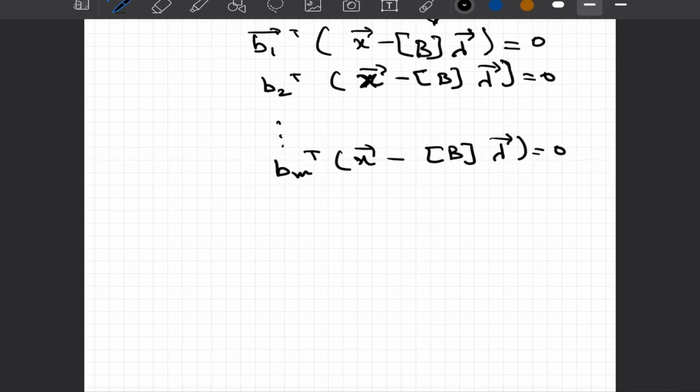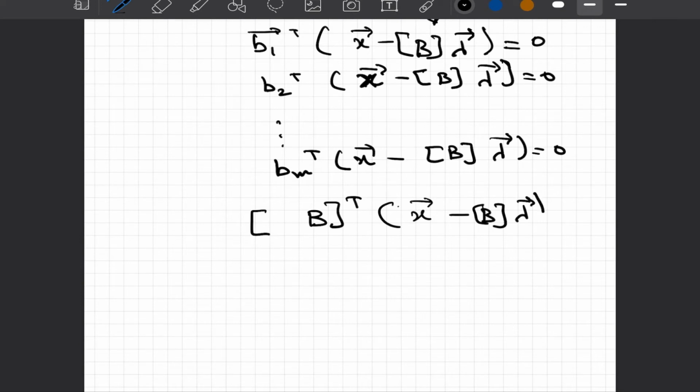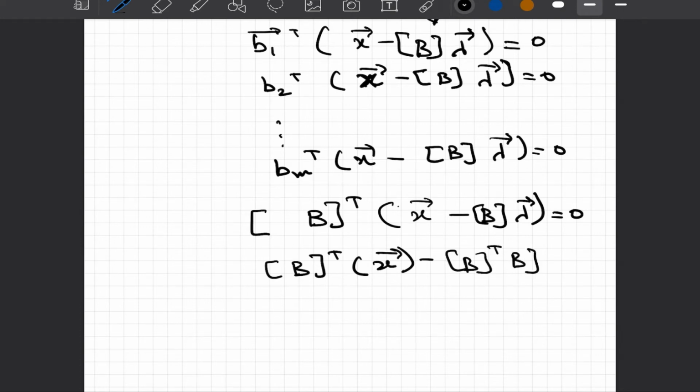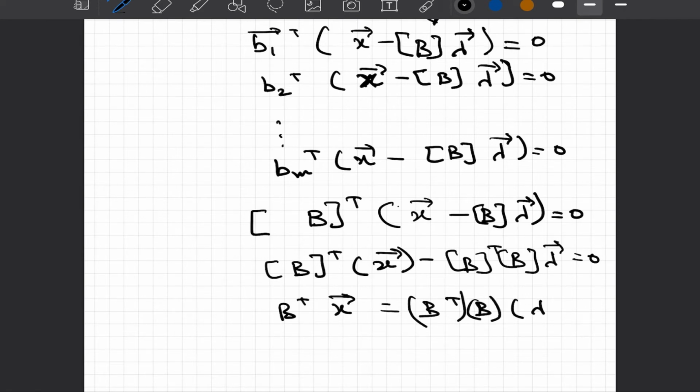And when we have to write this in the compact form, we can again say that this is the collection of b transpose multiplied by (x vector minus b lambda) equal to 0. And now we will solve this simple algebraic equation, where we say that this is b transpose x minus b transpose b lambda equal to 0, which can be written as b transpose x equal to b transpose b lambda.